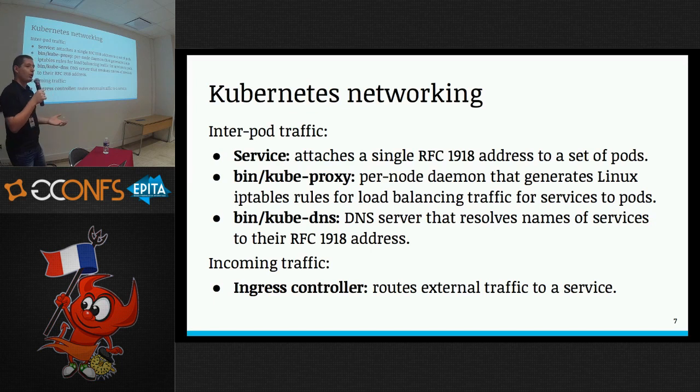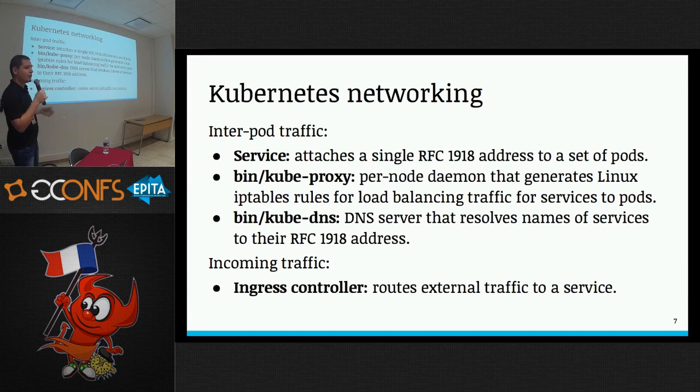To make all of that work, there are two separate daemons that you also need to run on your system. One of them is called kubeproxy. And kubeproxy is not really a proxy, but it's a tool that scrapes the state from the API server on which services are registered and generates a whole bunch of iptables rules to do load balancing across the nodes.